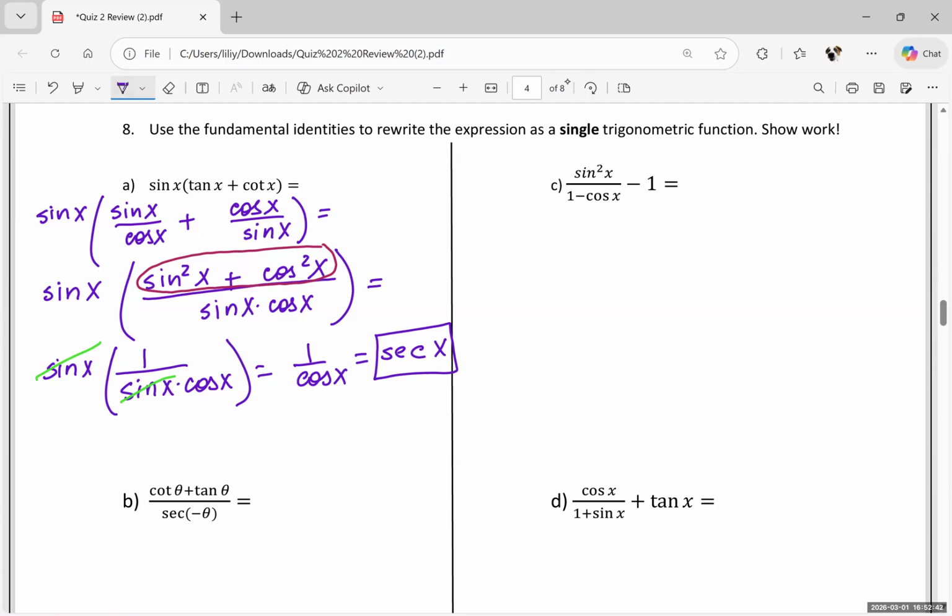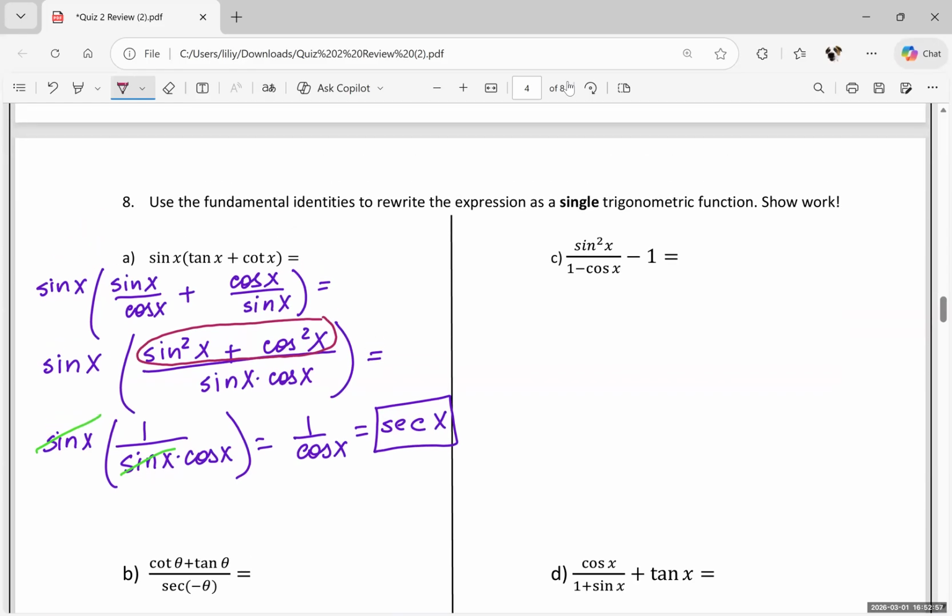I'll do part C first. On part C, we have sine squared x divided by 1 minus cosine x, minus 1. Now I'm going to stop you right here. 1 minus cosine x is not sine x.